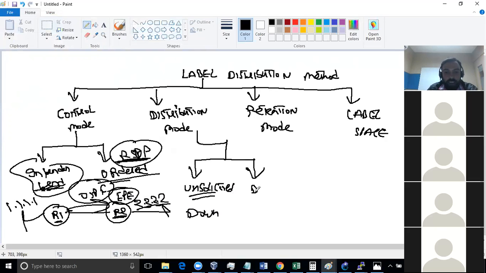The next one is known as downstream on demand. Downstream on demand means the upstream router sends a request to the downstream router, to the egress router, and then the egress or downstream router attaches the label. All the protocols except RSVP, Resource Reservation Protocol, use this unsolicited downstream distribution.